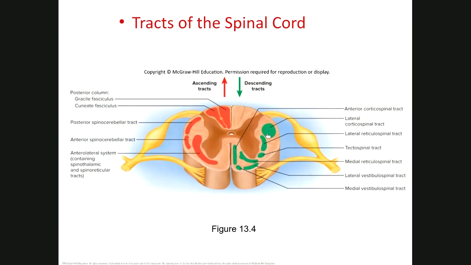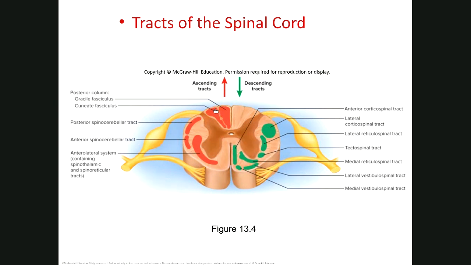I would also mention some tracts are named by how they are assigned. They don't give a clue of if they're ascending or descending. And these tracts are the gracile and cuneate fasciculus. So gracile is more medial and cuneate is more lateral.